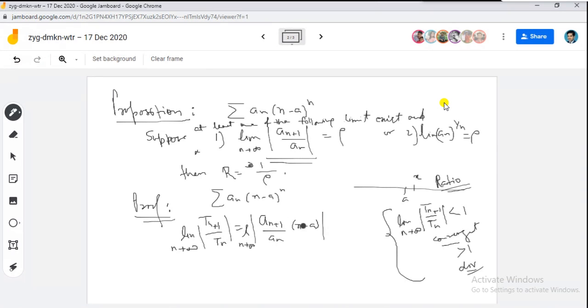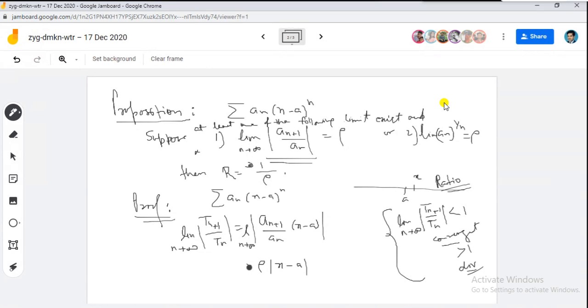Now you know this a_(n+1) over a_n, there is no n here in x minus a, आप इसको बाहर ले सकते हैं. There is no n here, but a_(n+1) upon a_n, limit n tending to infinity, this is equal to rho. Suppose we consider the first case. So this is equal to rho into mod x minus a, right? And x is a fixed number. You have taken this x as a fixed number.